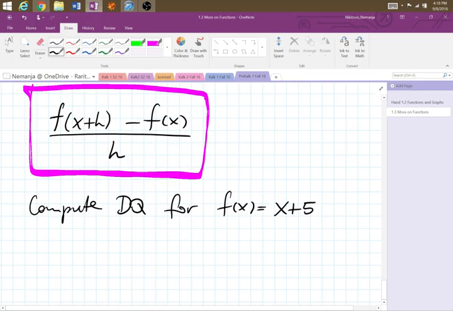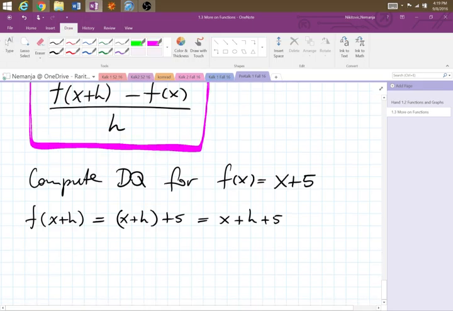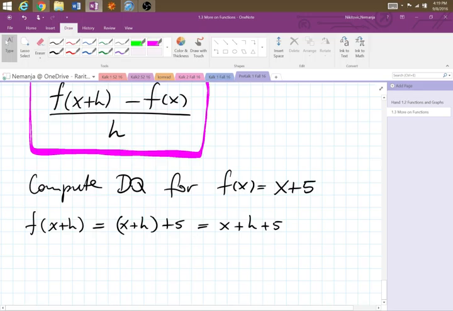So what I like to do is I like to say, okay, first I create the f of x plus h piece, which would be replace x with x plus h, which when you get rid of the parentheses, looks like this. And now I can compile the difference quotient. If you want to call it difference quotient equals, go ahead.